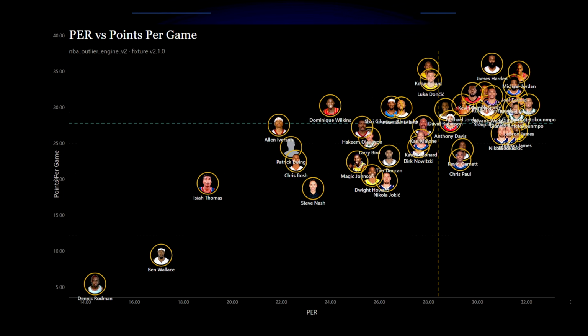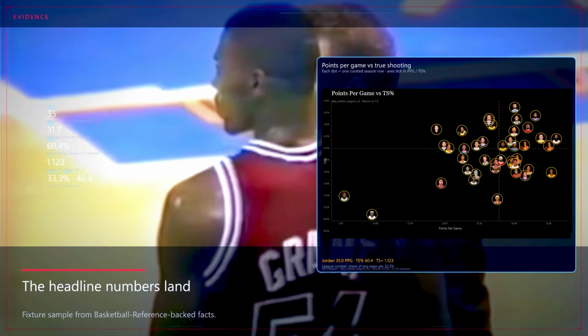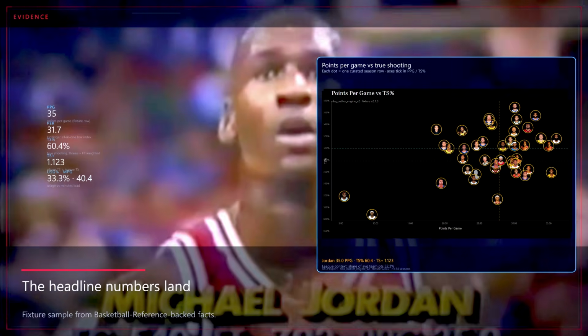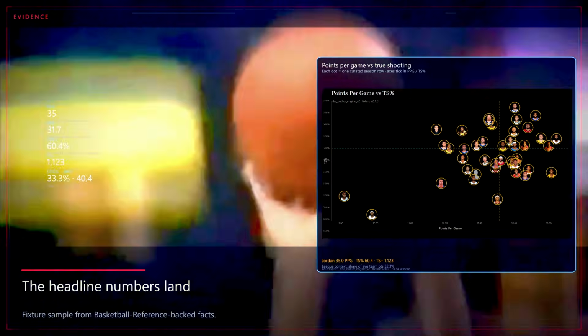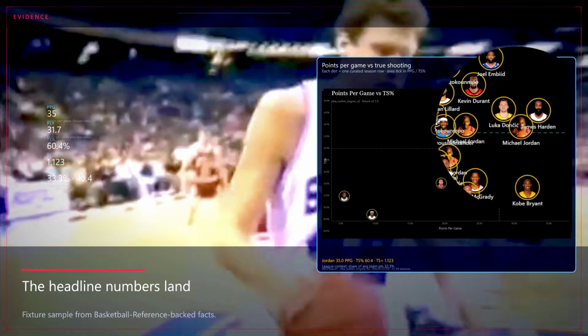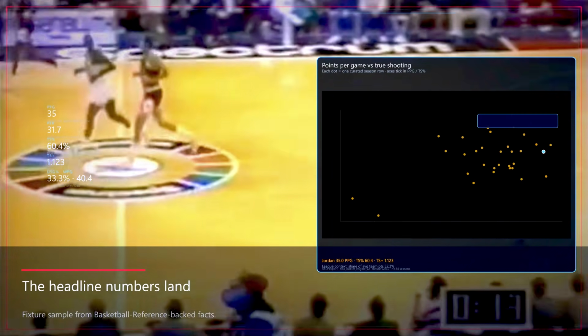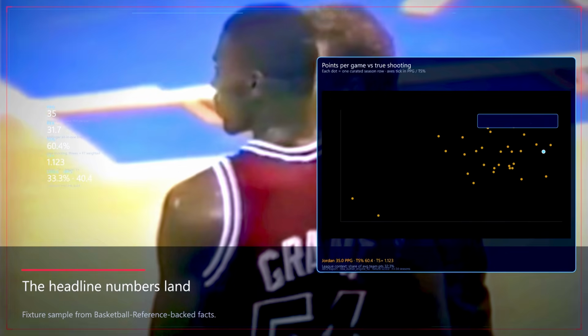Here is the row of data. Not the religion, the data. In this fixture, Michael Jordan averaged 35.0 points per game. His PER prints out at 31.7. That is a high read in the engine sample, and frankly, an absolutely absurd number. His share of the average franchise offense lands near 32%. That is an obscene slice of the team's oxygen.